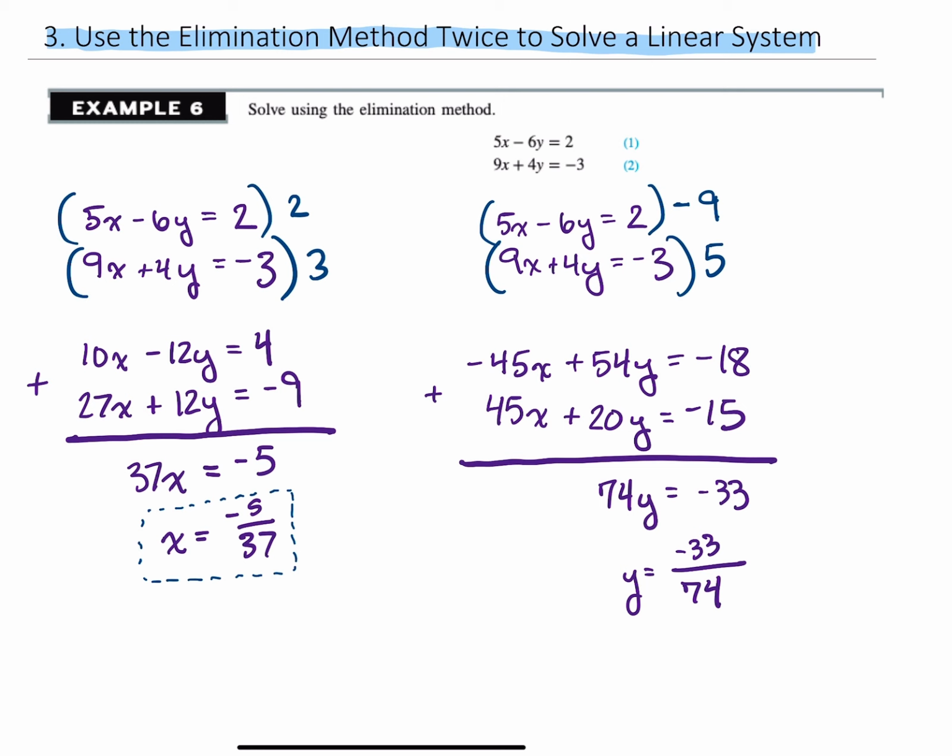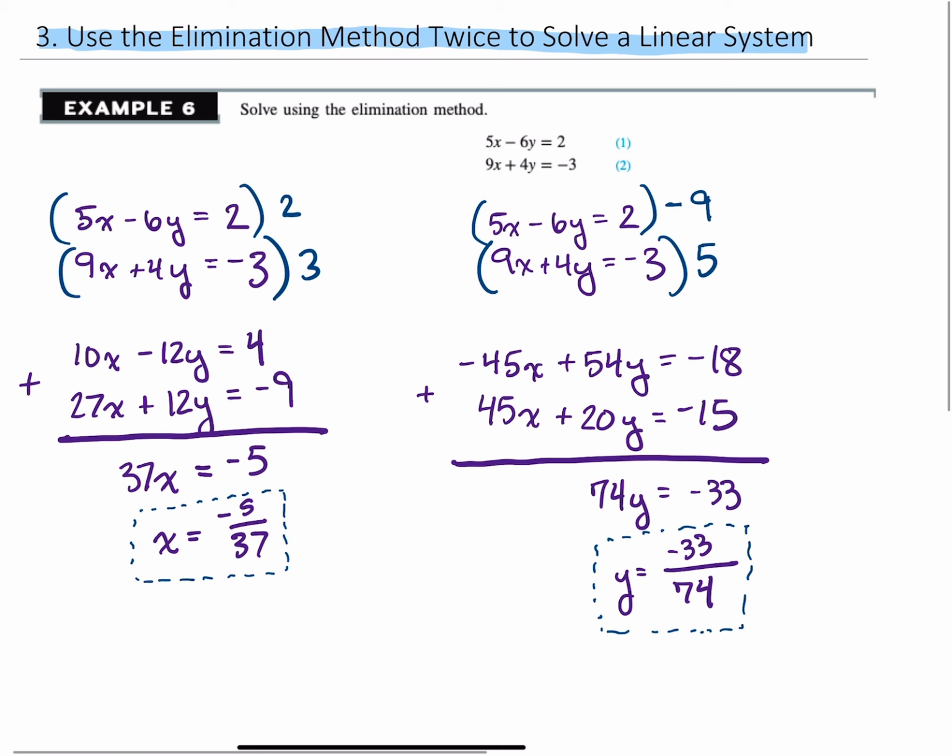So that's what we should get if we had plugged this x value into one of the equations. We would have had some messy fractions there. So it's like a secondary path that we can take to avoid working with more complicated fractions. So our solution will be the coordinate point negative 5 over 37, that was our x value, and negative 33 over 74 for our y value.